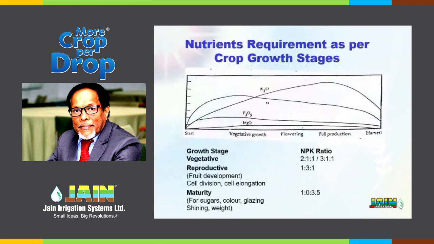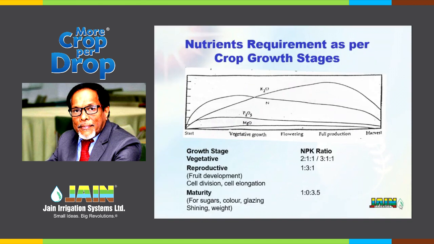Now, this is a classic diagram of nutrient absorption found in any crop physiology and even plant physiology books. It has value, even though it's an old publication. By the way, old can sometimes be most valuable.